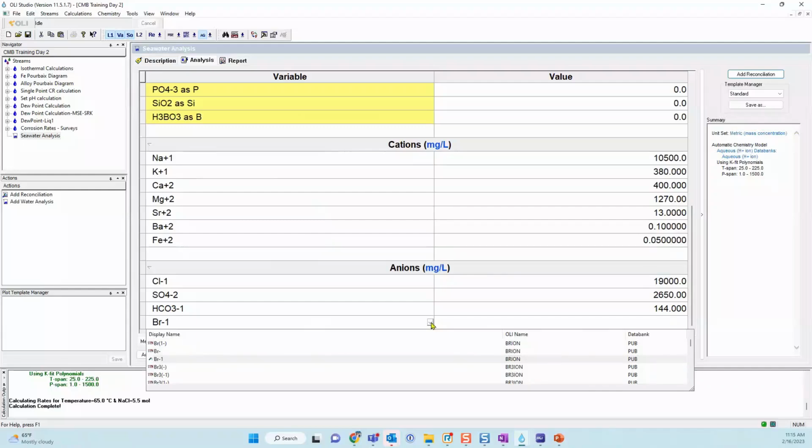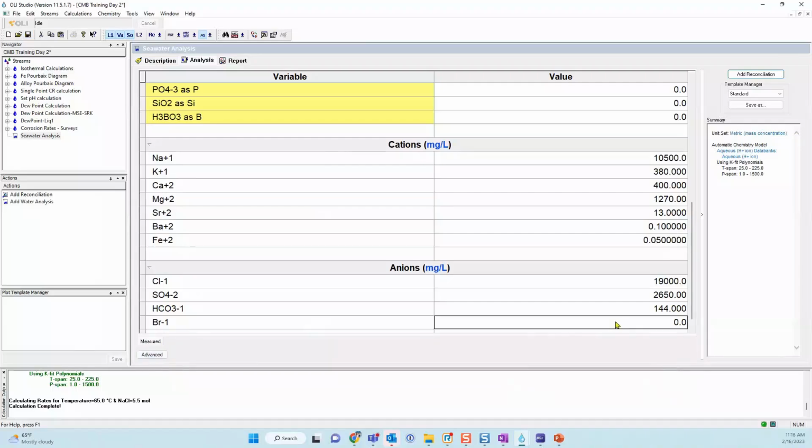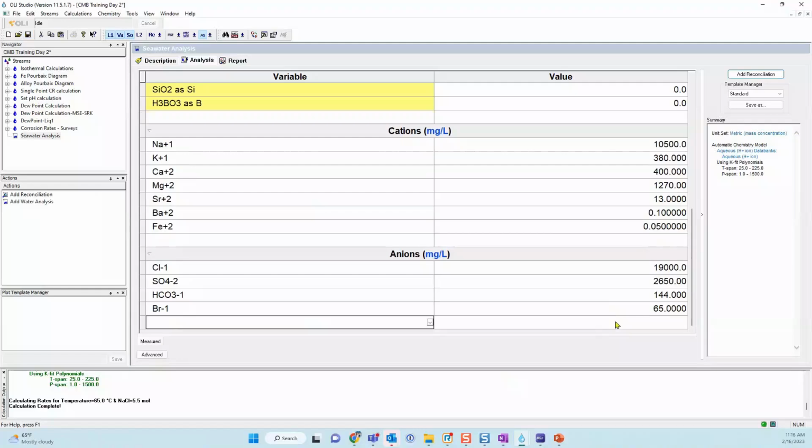So you will see here, the software says bromium. You could have entered it as Br1-, but it's the same ion, the bromide ion. This is the OLI name. You could have entered it as Br-, but it's the same ion. Or you could have entered it just like we did, Br-1. So you select one of the options, and the software puts it in there for you. The bromide ion is 65 milligrams per liter, and I also have the borate ion.